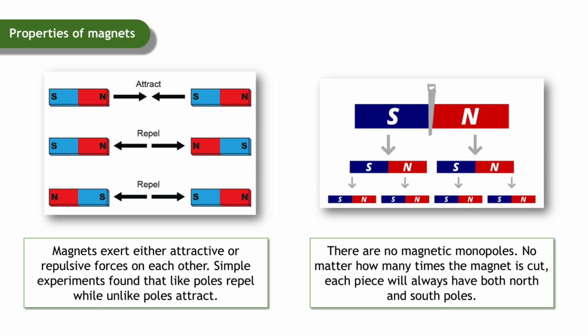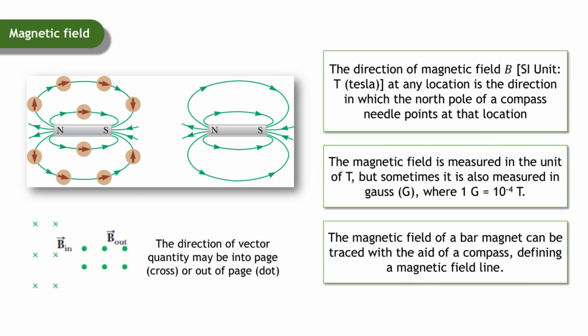A critical property to remember is that there are no magnetic monopoles. Regardless of how many times you cut a magnet, every single piece will always retain both a north and a south pole. To quantify these effects, we define the magnetic field, denoted by the vector B, which has the SI unit of Tesla, T. The direction of the field at any point is defined as the direction in which the north pole of a compass needle points when placed there.